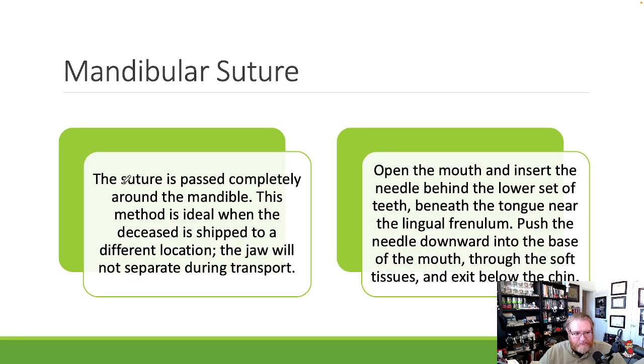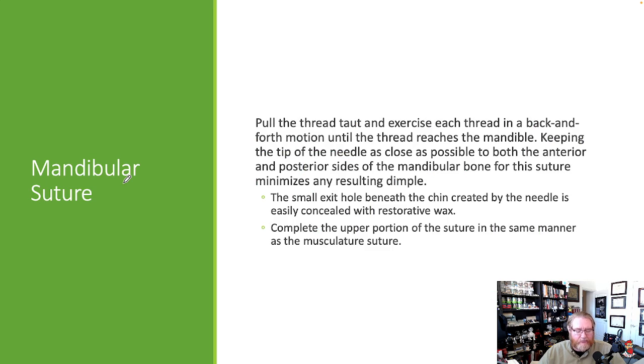Me personally, this is the suture that I would use almost exclusively, 99% of the time. The reason for this is once this is set, it is done. That jaw will not move again. So it does leave an unsightly hole. You have to take steps to hide that. But if you can get it so that hole is not visible, this is an ideal way of doing it once and never having to do it again.